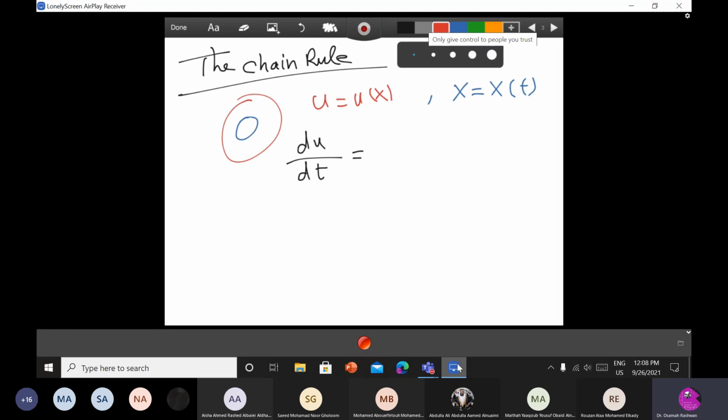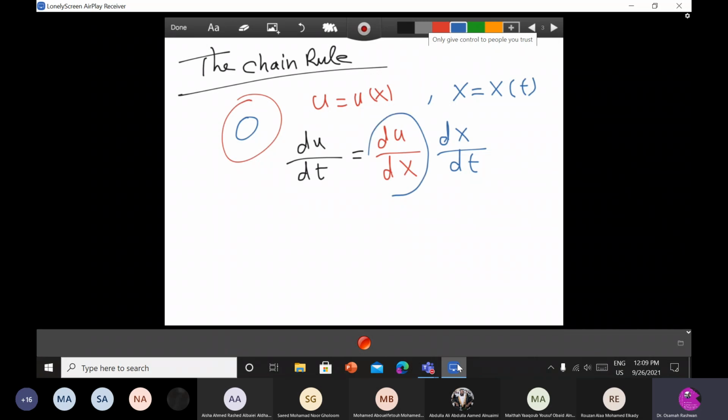So the big one is u, you differentiate it with the smaller one, dx, and the smaller one is already a function of another variable t, so multiplied by dx by dt. Some people say you can cancel this one with this one. This is mathematically wrong because you cannot cancel out, because this one piece is a slope and this is a slope also. This is the chain rule.